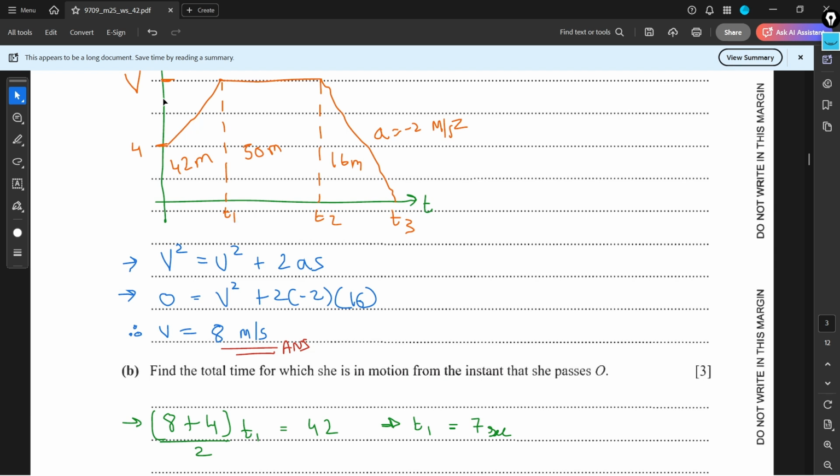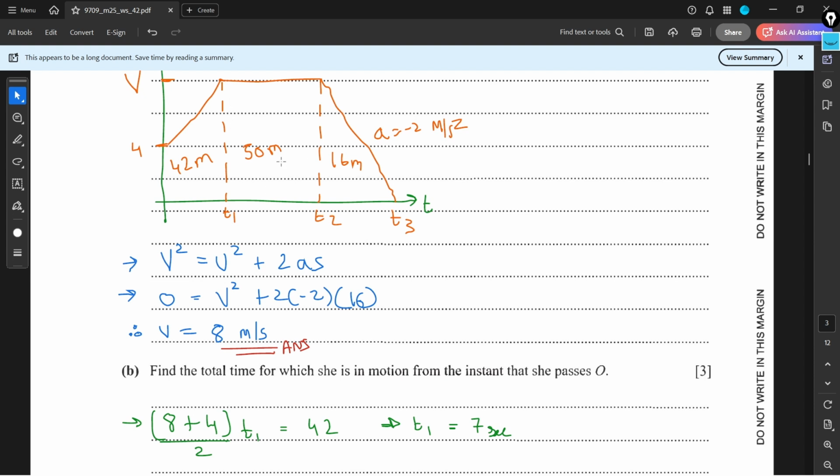So to find the first time interval, that is to find the value of t1, I'm going to use the area of the VT curve, which is displacement. And therefore, because it's a trapezium over here, the area of trapezium is given by the sum of the parallel sides into height of the trapezium divided by 2. So I can say that 42, which is the area, is equal to 4 plus 8 divided by 2 times the height, that is t1. And from here, I'm going to get t1 is equal to 7 seconds.